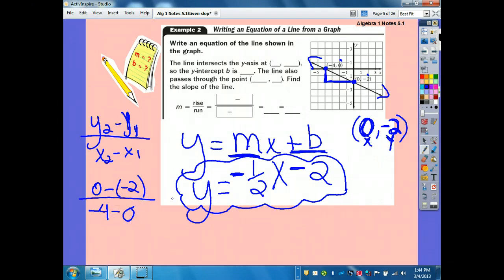So what is my top? What's my numerator going to be? +2 over a -4, which equals? -1/2. Same thing, -1/2. So you can pick which way you want to find your slope. Some like to do it this way, y over x. Some like to do the counting on the graph. You pick.